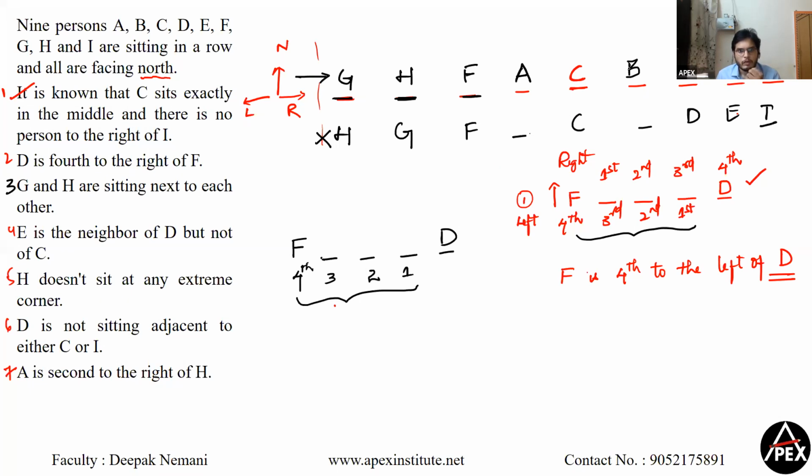Ramya, with this statement, can I say that there will be at least 4 students sitting to the left of D? So D cannot sit here at the extreme end. D cannot sit here, and D cannot sit here. It is also given that D is not a neighbor of C and D is not a neighbor of I. So D has to sit in this place. That's how we have defined the place of D. Clear? Okay, go to the next question.